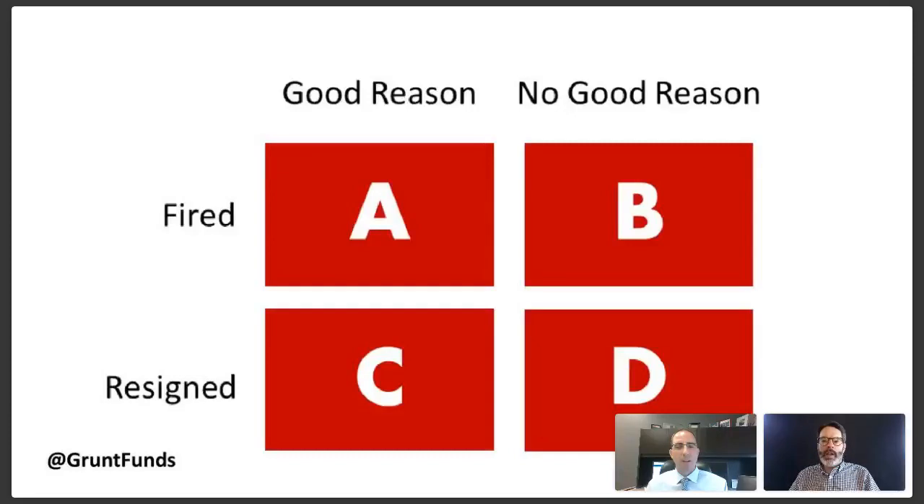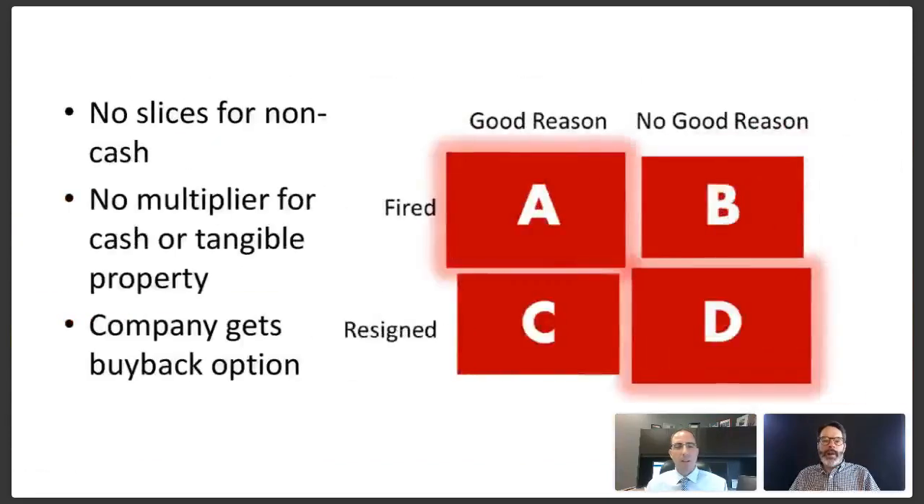So in situations A and D, getting fired for good reason or resigning for no good reason, you are essentially leaving the company in the lurch. You're making decisions about your behavior that put the company in a bad situation, which is why you would lose your slices for non-cash contributions. They just go away, and your multiplier would go away for your cash contribution, and your company gets a buyback option. That means if you put $1,000 in, I'll give you $1,000 back, and we're even. It's not fair to steal somebody's money. You can't hire someone and get them fired and steal their money. You've got to pay their money back, but that person shouldn't leave with anything.